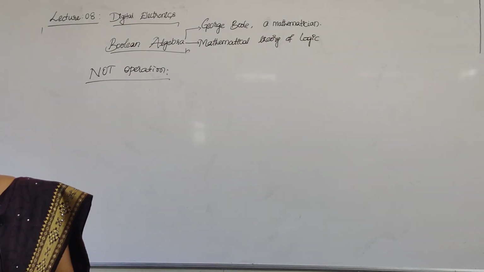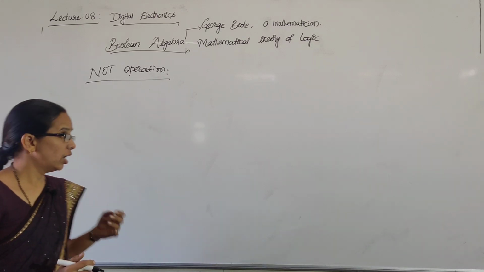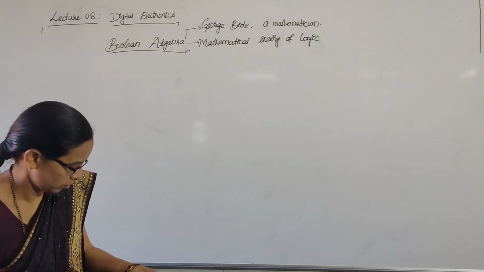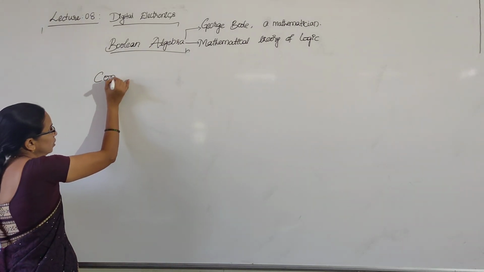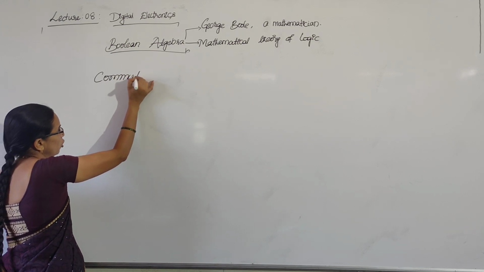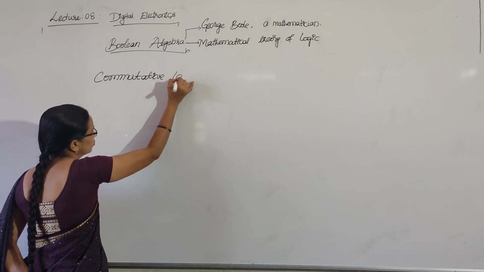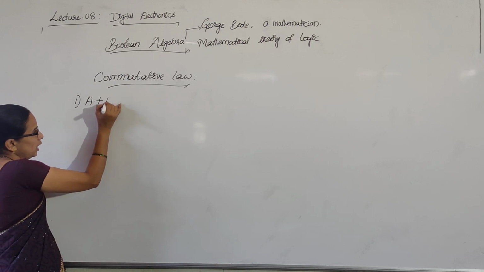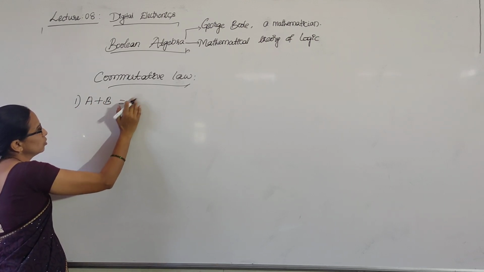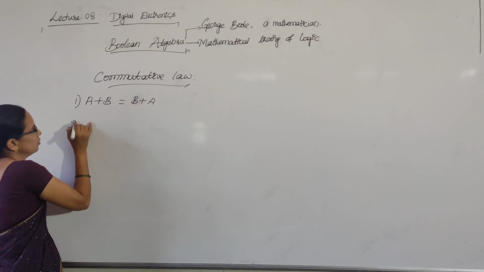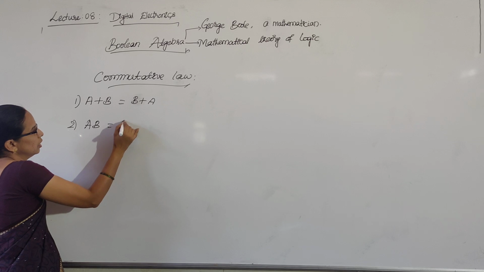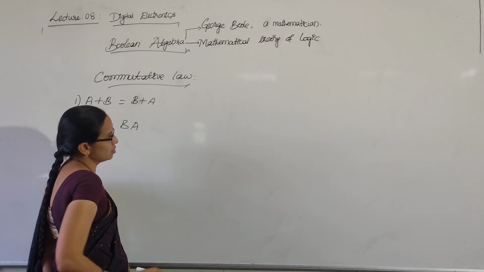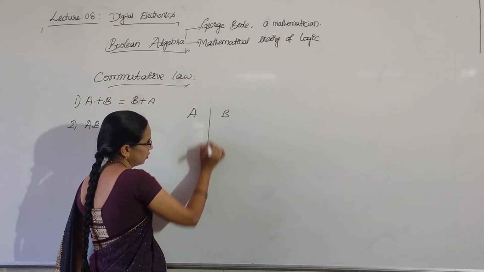Next is the basic laws of Boolean algebra. We have some more laws. You might have heard about the commutative property or commutative laws. In Boolean algebra, A plus B, or A or B, is equal to B or A. And the second one is A dot B, AB is equal to BA, B and A. If you want to prove this, you can use this method.